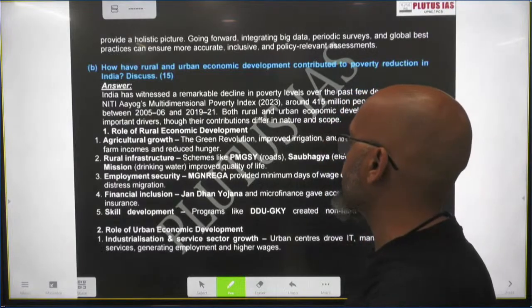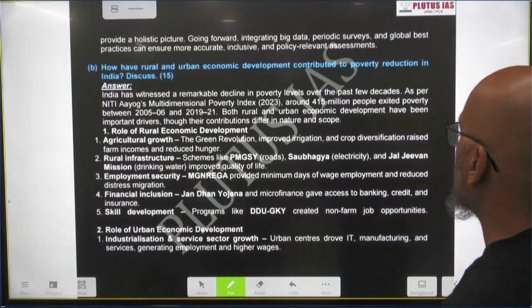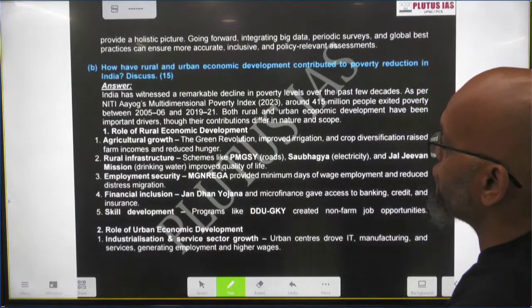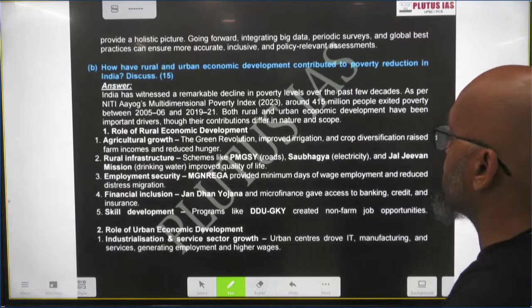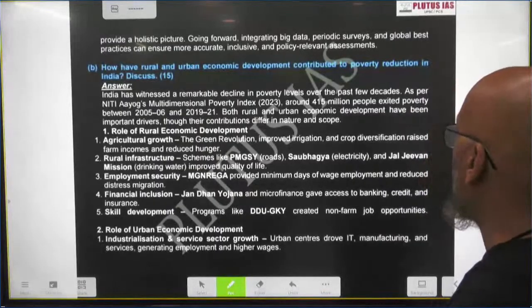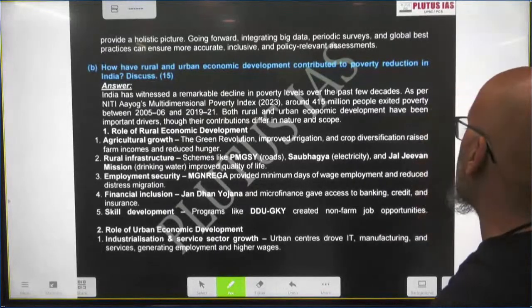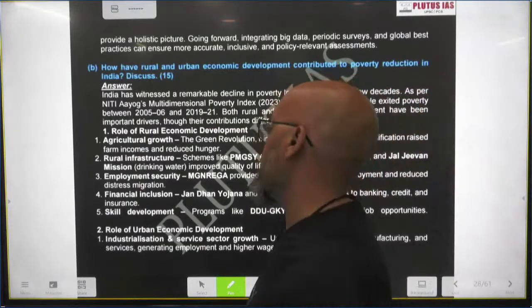First is agricultural growth. The Green Revolution improved irrigation and crop diversification, raised farm incomes, and reduced hunger. Rural infrastructure schemes like PMGSY for roads, then Saubhagya for electricity, then Jal Jeevan Mission for drinking water improved the quality of life.